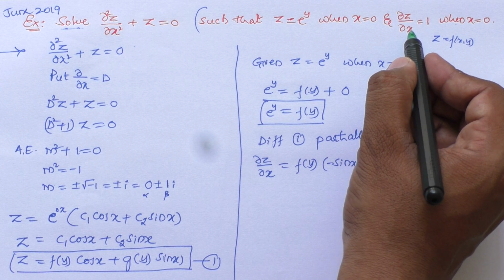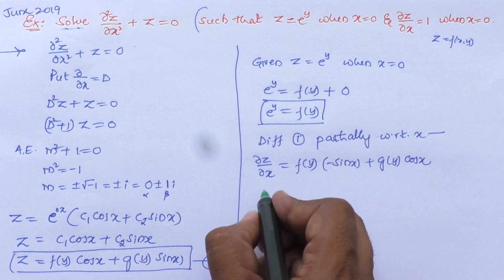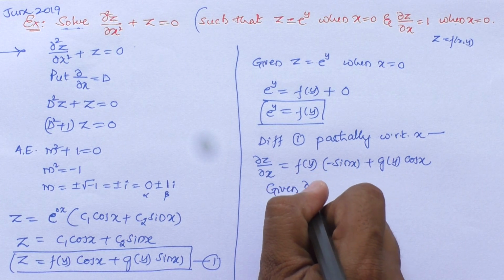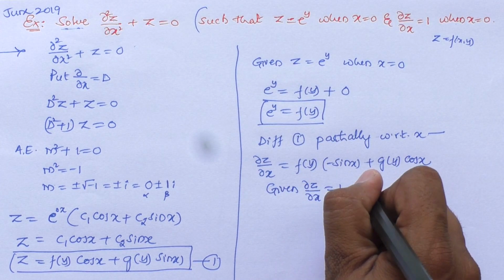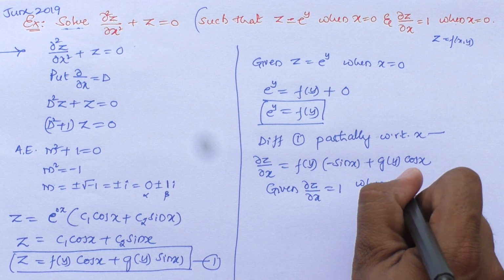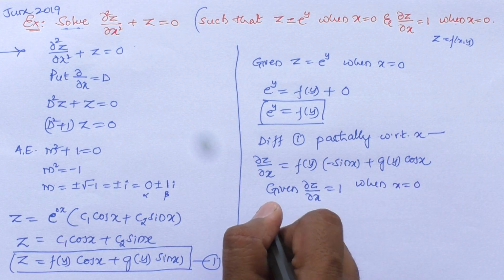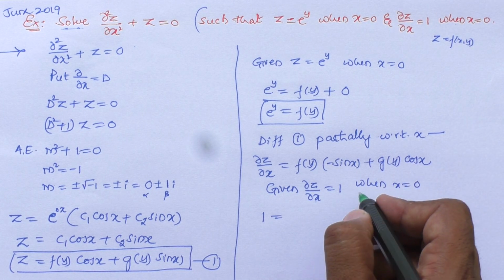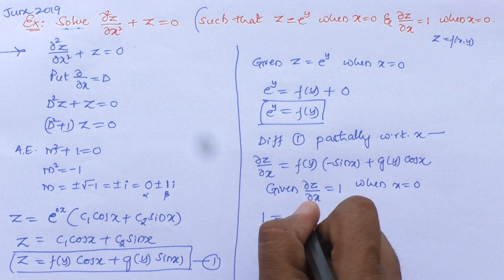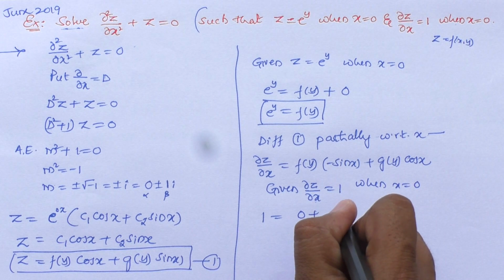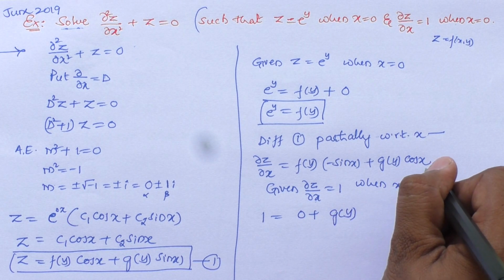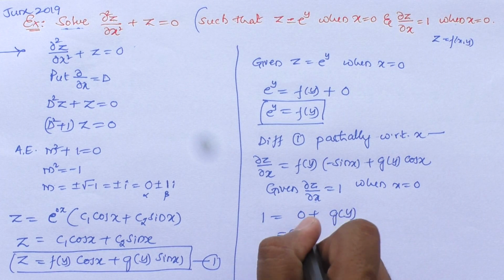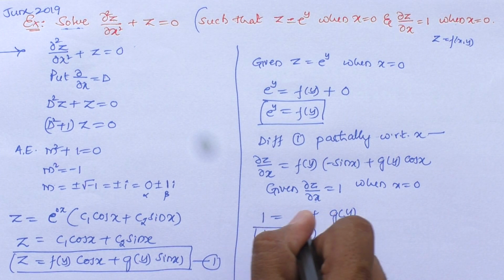Now apply the condition. So here it has been given ∂z/∂x equal to 1 when x is 0. Substitute this, ∂z/∂x is 1 when x is 0. So substitute x as 0, sin 0 is 0, so plus g of y cos 0 which is 1. So g of y into 1. So we got g of y equal to 1.